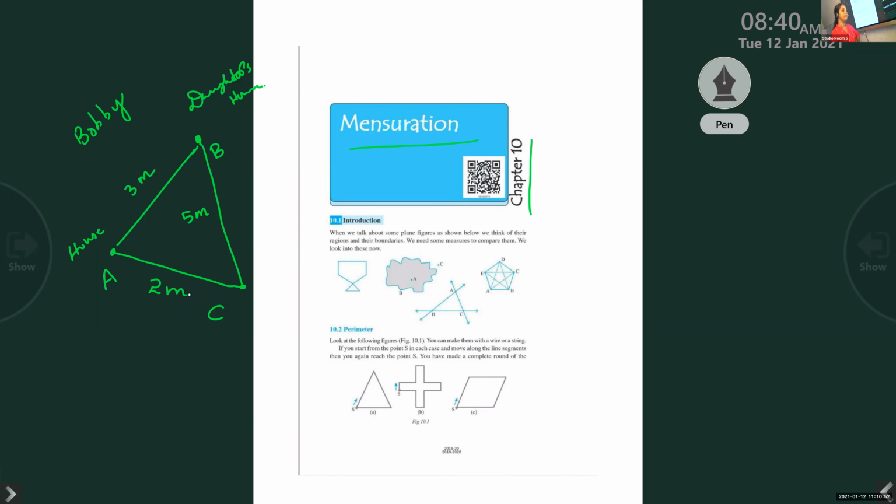Okay, children? Then I want to ask you one thing. How many meters in total did he travel? 10 meter. How did you get that? We added. So the total distance he traveled is AB plus BC plus CA, that is 3 meter plus 5 meter plus 2 meter. Total is 10 meter.